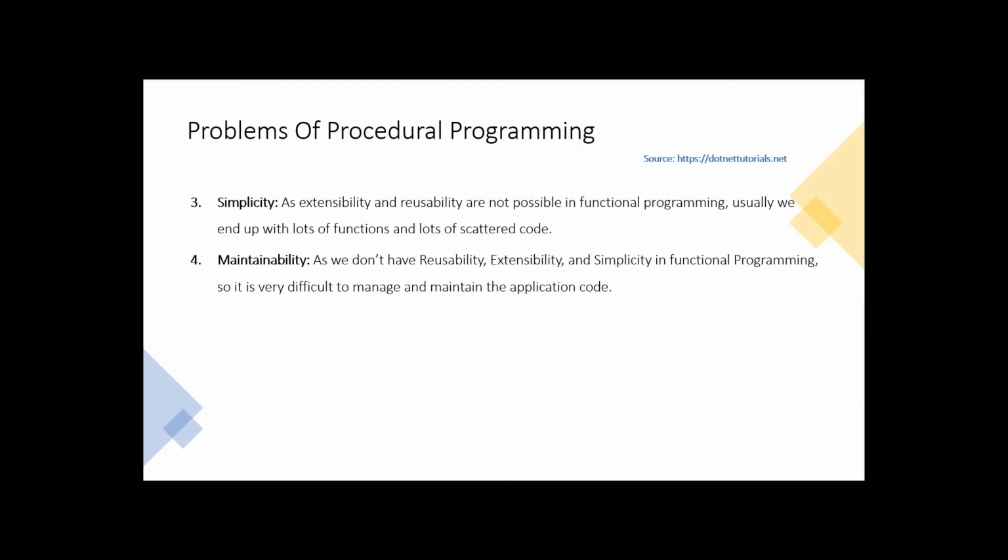The third one is simplicity. As extensibility and reusability are not possible in functional programming, usually we end up with lots of functions and lots of scattered code. The fourth one is maintainability. As we don't have reusability, extensibility and simplicity in functional programming, it is very difficult to manage and maintain the application code. So these are some of the problems that we face in functional programming.